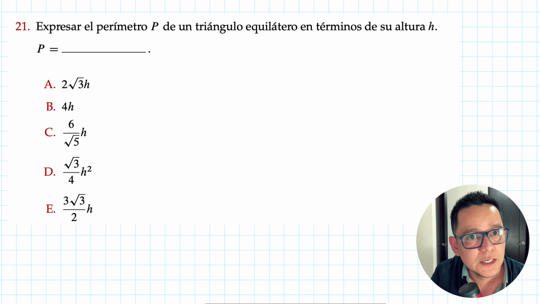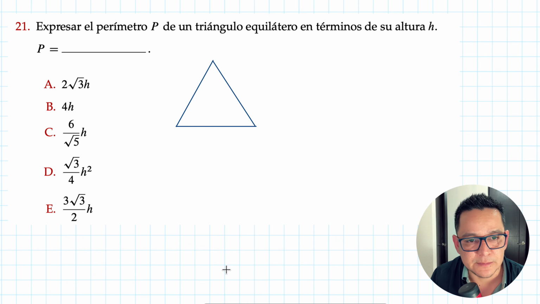All right, let's continue. Number 21. Express the perimeter P of an equilateral triangle in terms of its height h. Okay, let's see. So we have an equilateral triangle, and we're going to draw the height. All right, I'm going to use another color. Let's draw it. This is the height, even if it's a little crooked, but you get the idea. This is the height.